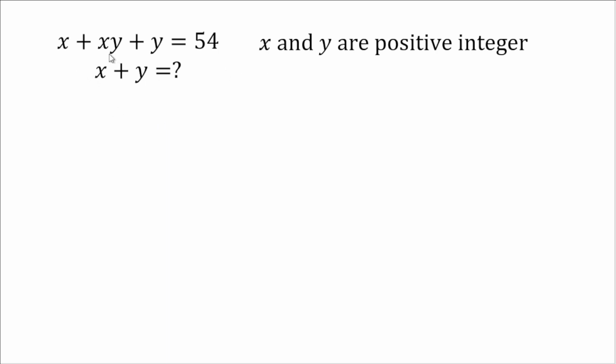Here x plus xy plus y is 54 and the values of x and y are positive integers. Then we'll find the value of x plus y. So by looking at this equation, it is not a quadratic equation. The equation is x plus xy plus y, and the value of it is 54. So we have two variables here, x and y.